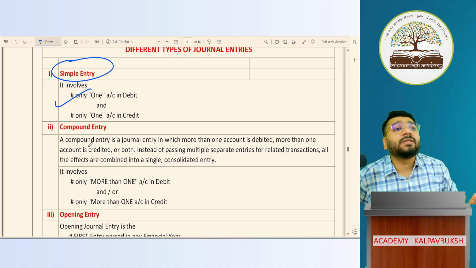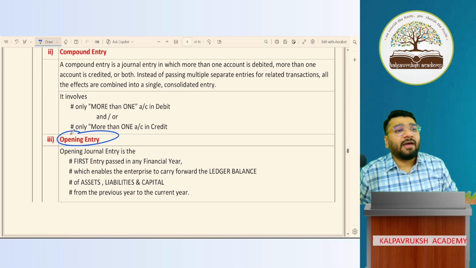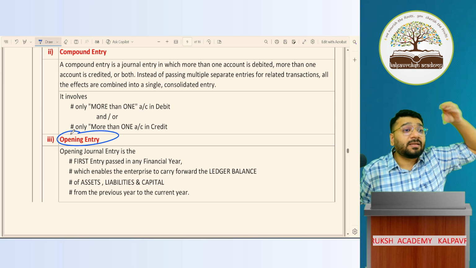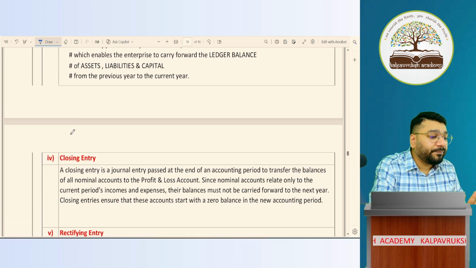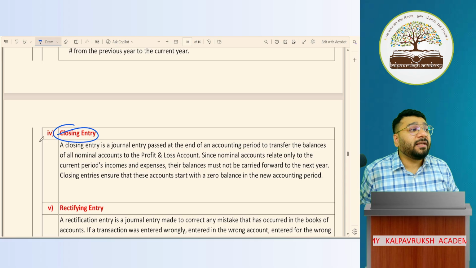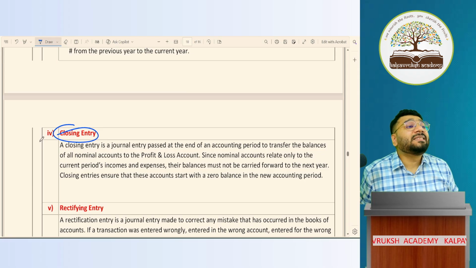That is called a compound journal entry. Got it, not got it? Then we have something called an opening entry. I have not discussed it with you. I'll discuss it in the upcoming classes, but I'm just putting a thought in your mind. There's something called an opening entry, and something called a closing entry. All these are different types of journal entry.